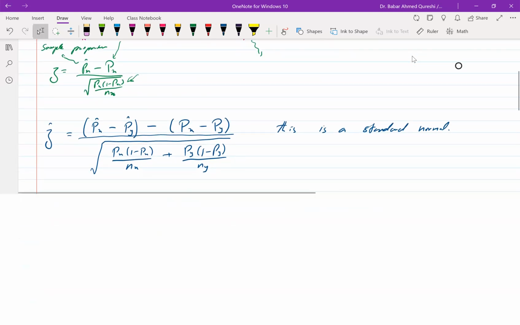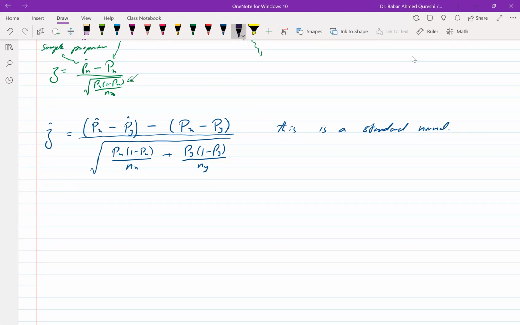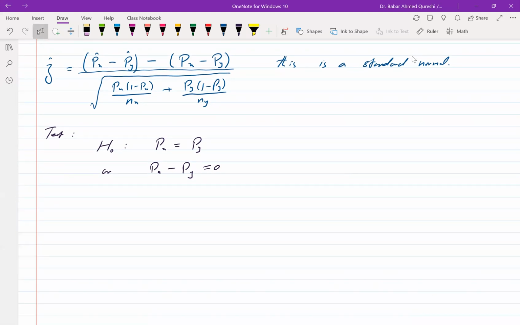But we will always be testing the question of whether the proportions are equal or not. So for us, we test the null hypothesis that Px is equal to Py, or I can write it as Px minus Py is equal to 0. So the starting assumption would be that Px is equal to Py, which is equal to some value P naught. In that case, this would be 0.